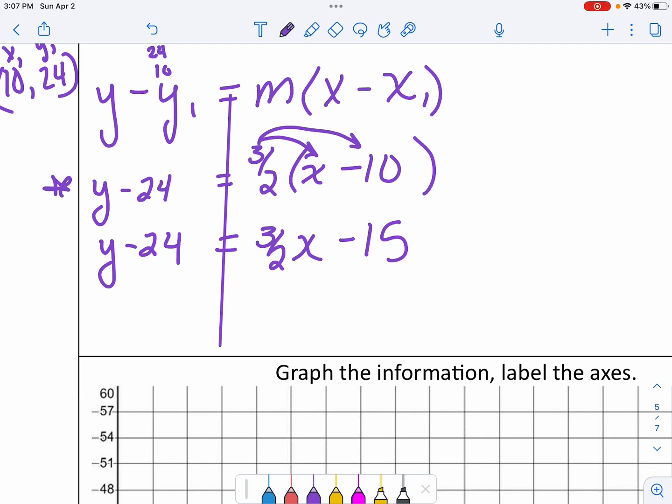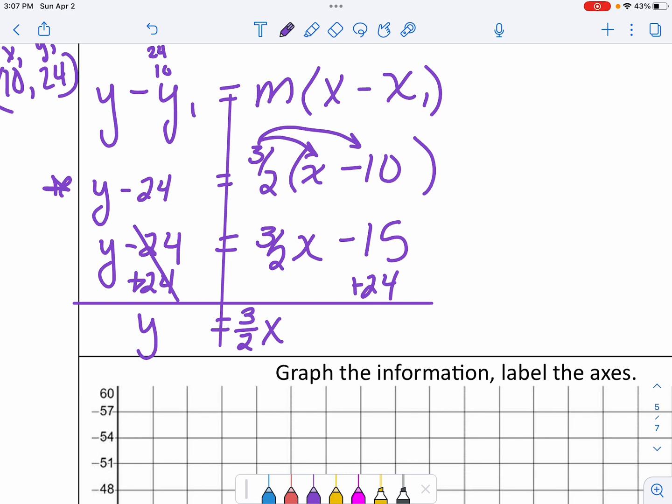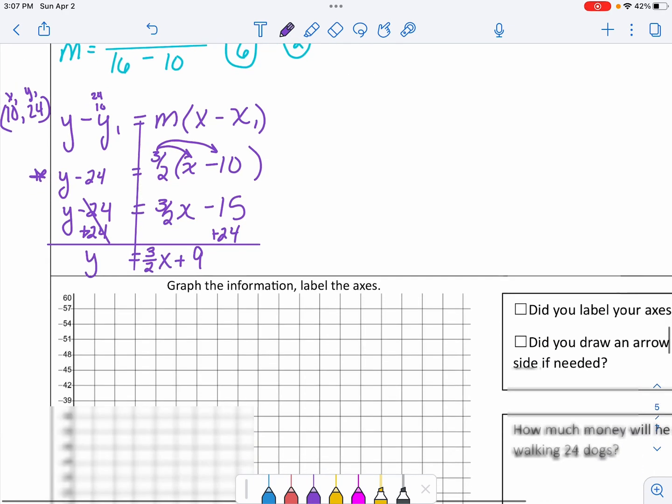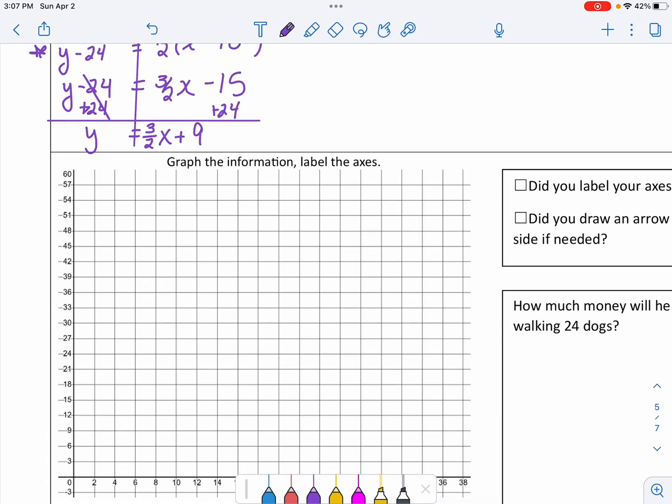But then what do we do with our 24? Add 24 to both sides. We always read left to right. So what should I bring down? y equals 3 over 2 x. What's that? I think it's 9, isn't it? 1, 2, 3, 4, 5, 6, 7, 8, 9. Yeah. Okay. Now what we're going to do is graph it. So we're going to go up to what first? Our y-intercept is?